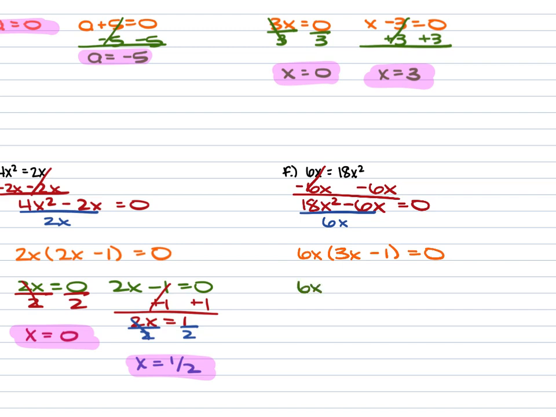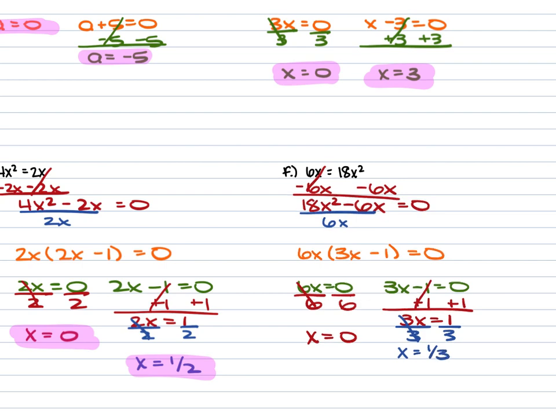We're going to set the 6x equal to 0. We're going to set the 3x minus 1 equal to 0. We're going to solve for both of these. For the 6x is equal to 0, divide each side by 6, and you get that x is equal to 0. For the 3x minus 1 is equal to 0, add the 1 to both sides. You get 3x is equal to 1. Then divide each side by the 3, and you get that x is equal to 1/3 as well.